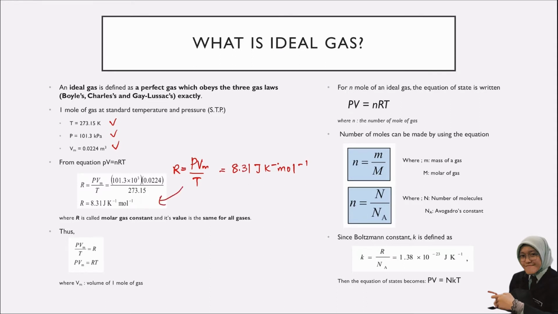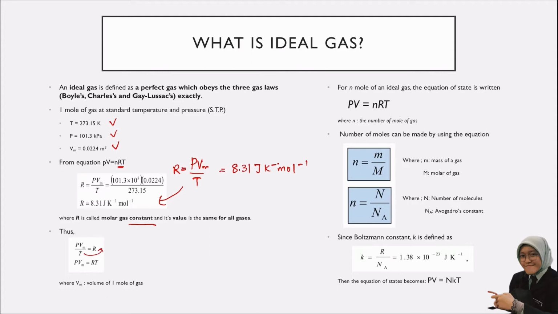So what is R in PV equals to nRT? R is called Molar Gas Constant. It is constant and its value is the same for all gases. Thus, PV over T equals to R. So PV equals to RT. Kita pindahkan T ni bawa sini. Where Vm is volume of 1 mole of gas.